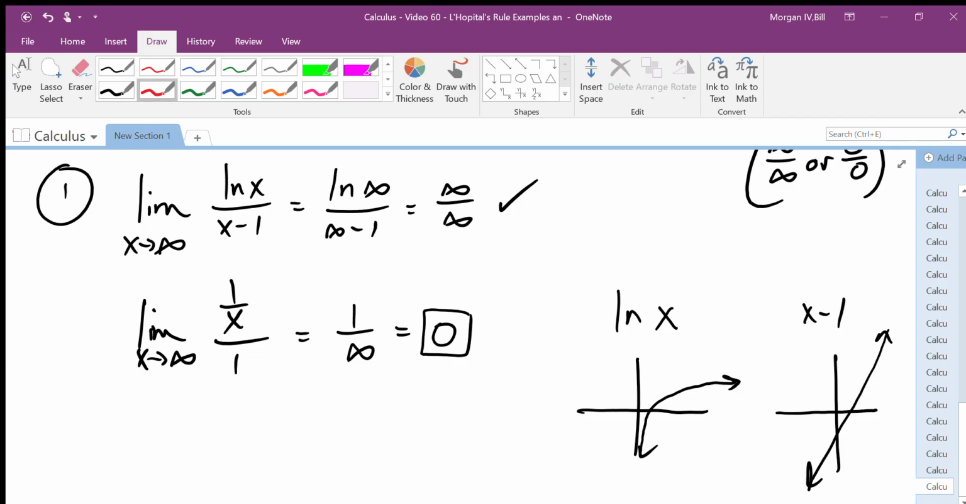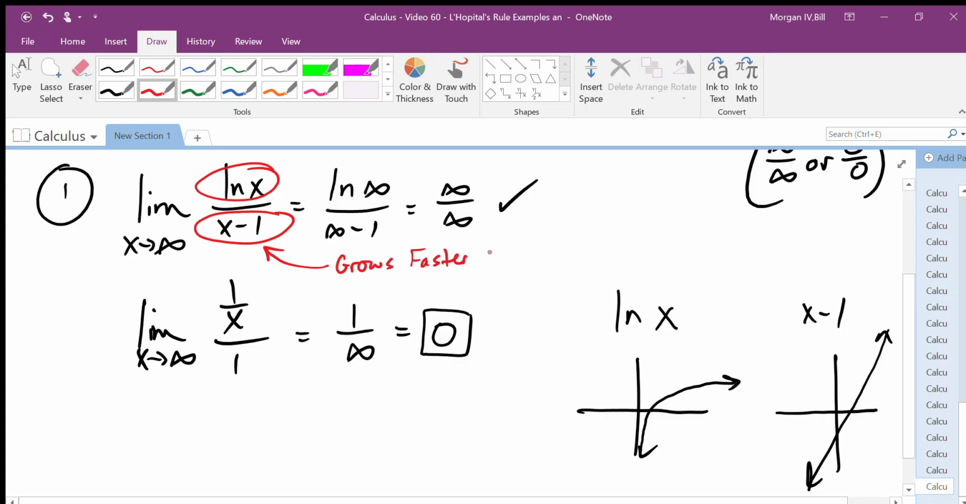So what we see in our problem here is the x minus 1 has a larger growth rate as x goes to infinity than the natural log of x. Therefore, the x minus 1, if you will, outweighs the natural log of x. It's larger. And so if we have a smaller thing divided by a much larger thing, that's like 1 divided by infinity, that answer is going to go to 0. It's going to go to 0 because the x minus 1 grows faster as x goes to infinity.